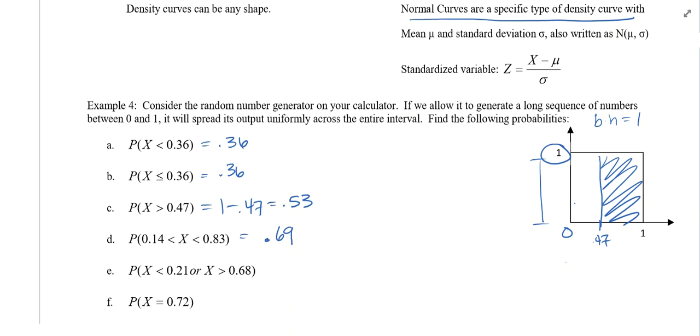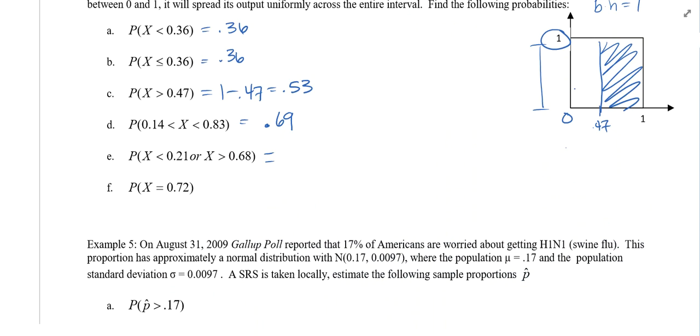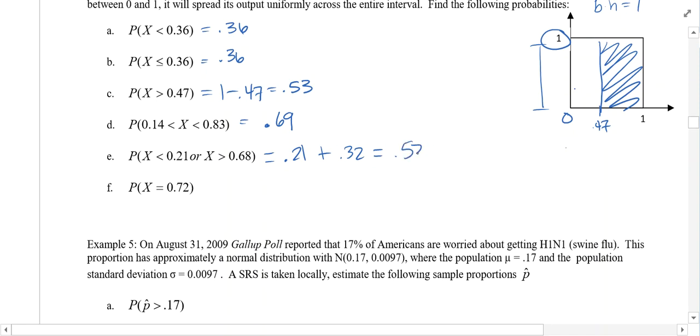Okay, and then for E, we're doing 2 cases, so less than 0.21 or greater than 0.68. They don't overlap. If we think about our probability, there's just one case or the other case. So less than 0.21 is 0.21, and then or, we're going to add what's greater than 0.68. Yep, 0.32. So add those two situations together, get 0.53.